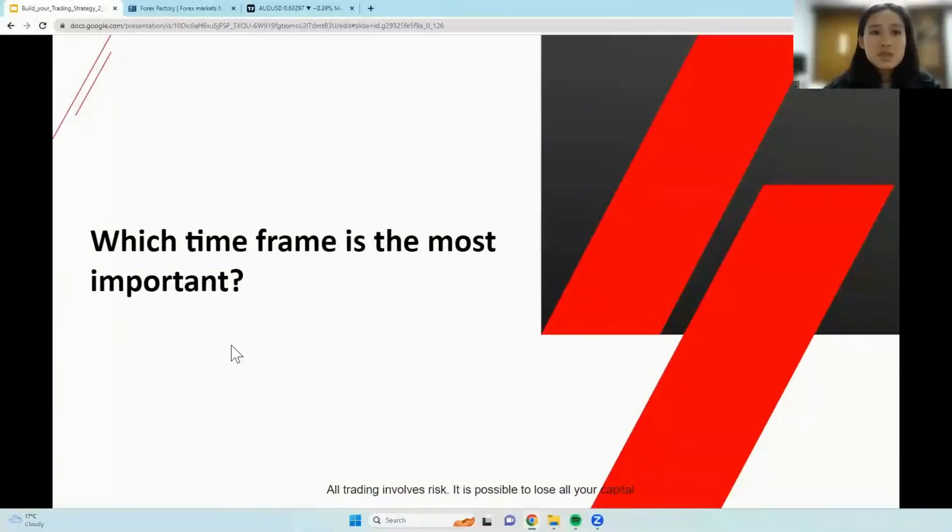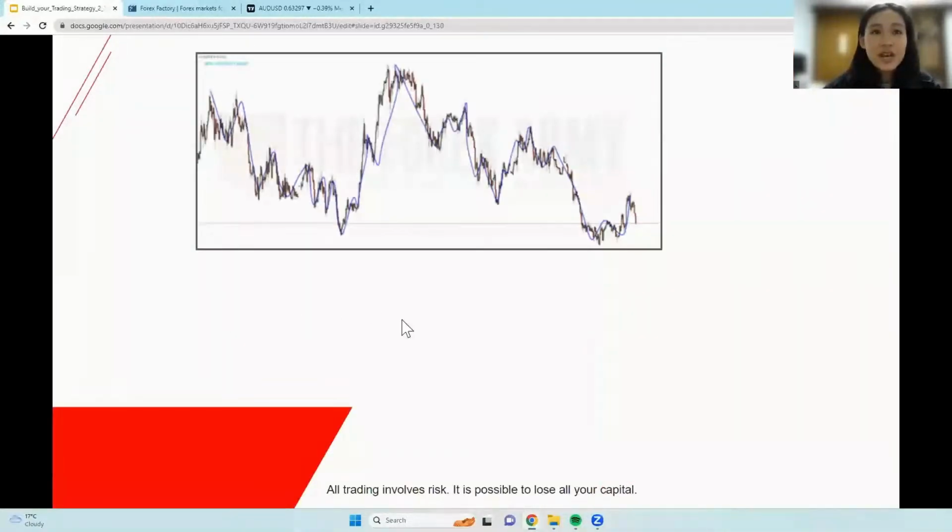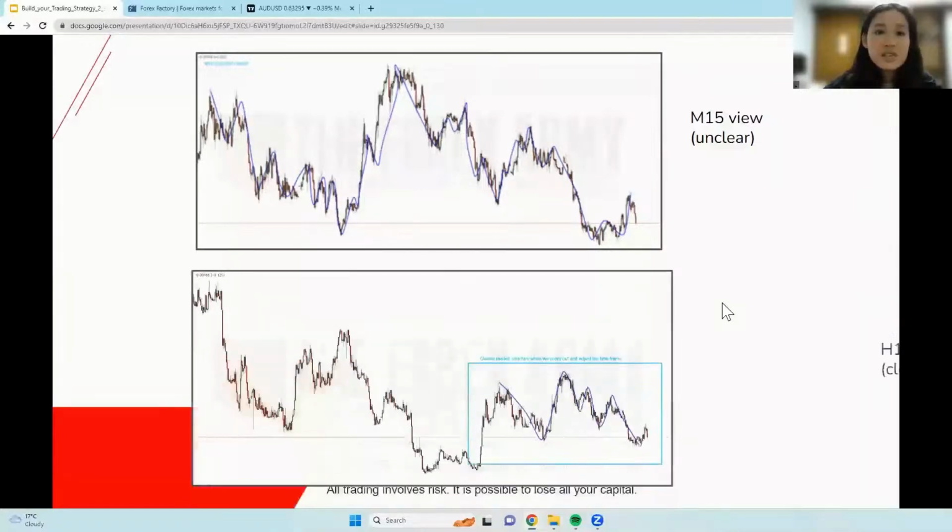So obviously, which time frame is the most important? If we're looking at the same chart, this is on the M15, and you can see that it's really unclear. And this is on the 1 hour view, which is clear.